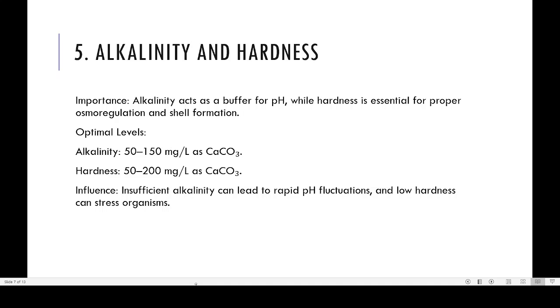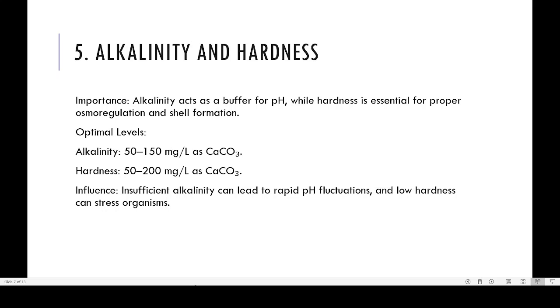If alkalinity of the water is low, that can affect the formation of shell in crustaceans like prawns, crabs, etc. It can also create problems for osmoregulation, that is the removal of water and salt. Insufficient alkalinity can lead to pH fluctuation. There can be differences in pH. Low hardness can also create problems; normal hardness should be between 50 to 200 milligram.